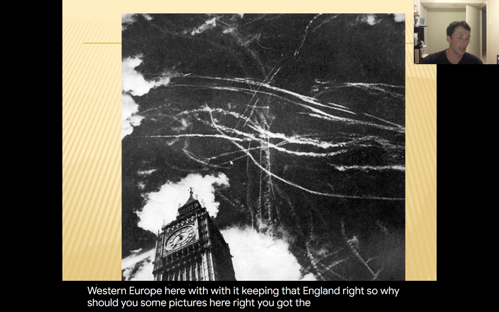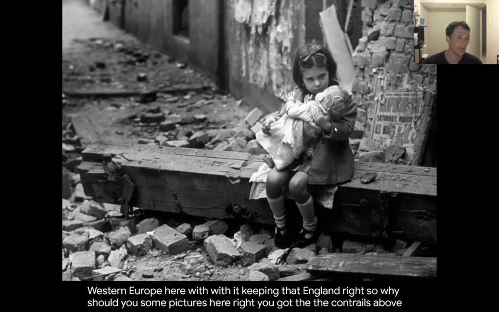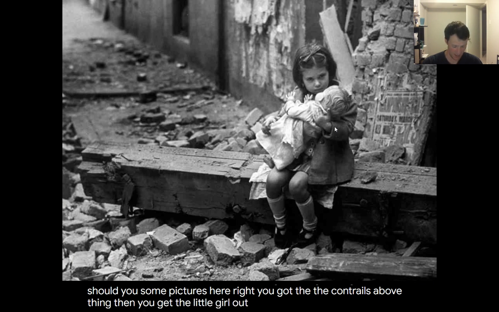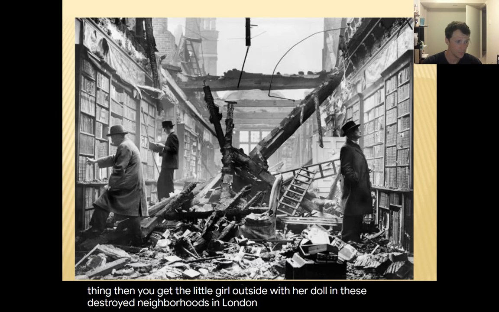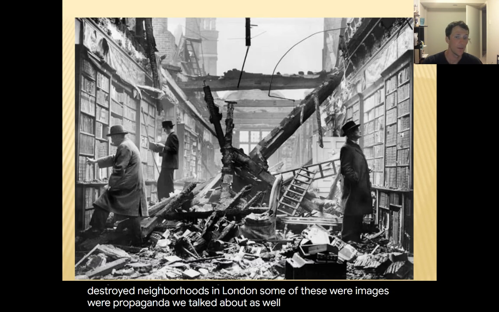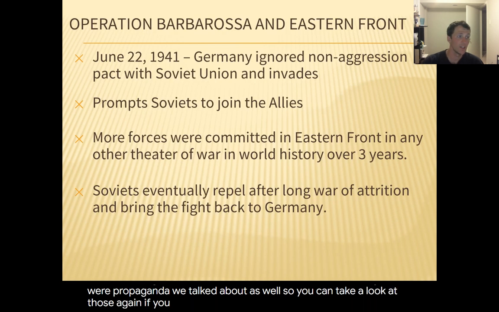So I showed you some pictures here, right? You got the contrails above Big Ben. You get the little girl outside with her doll in these destroyed neighborhoods in London. Some of these images were propaganda we talked about as well, so you can take a look at those again if you want. So the next thing we talked about is Operation Barbarossa, right?